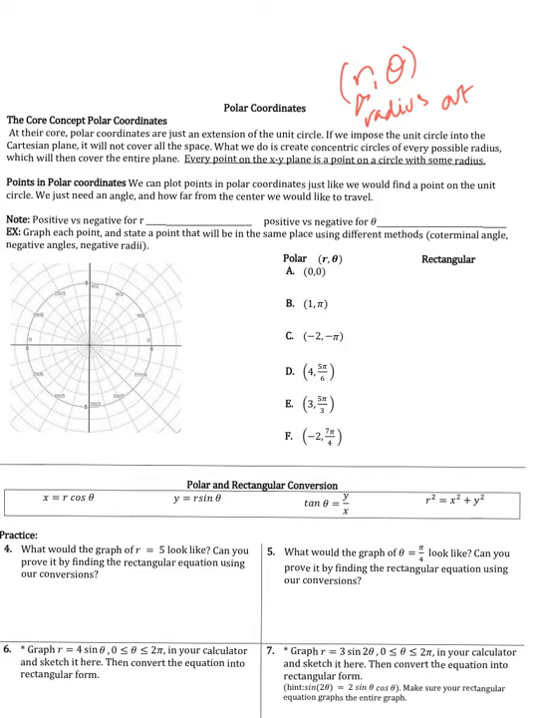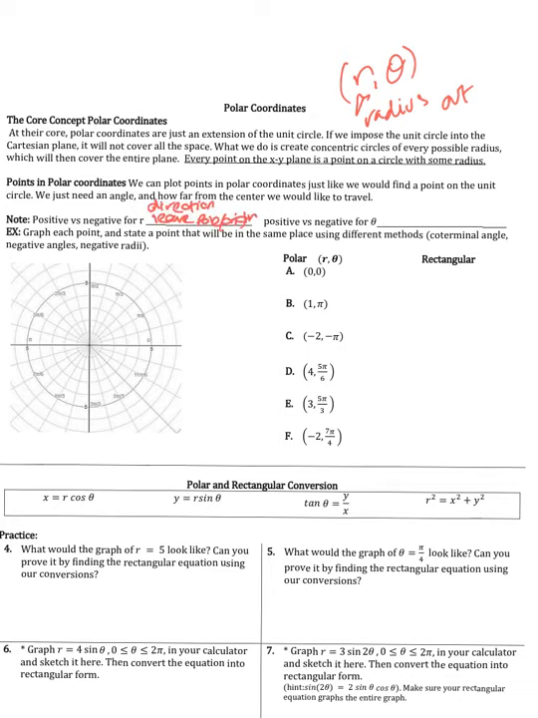So every point on the xy plane is a point on the circle with some particular radius. So points in polar coordinates we just talked about can be represented as r theta. The only things we need are a radius, length, and an angle in order to graph a polar point. Some things to note: positive versus negative in terms of r values tell you which direction you're moving from the origin, which in terms of polar is actually referred to as the pole. So it tells us, do we move forward or backward from the origin?